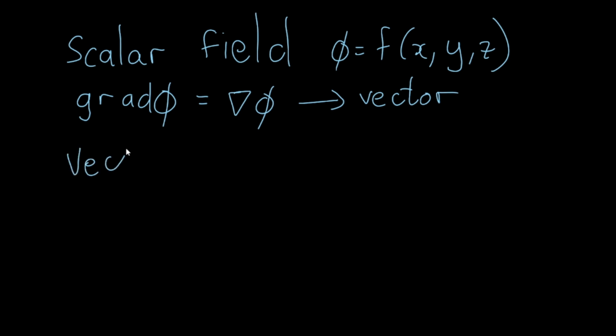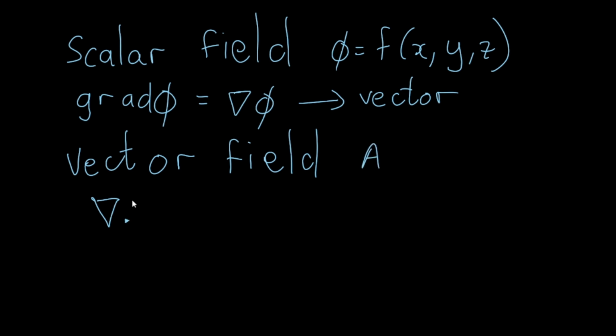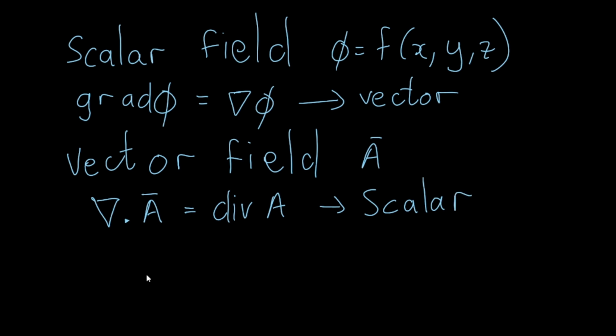So if we have a vector field, we can do two things. We can take the dot product of this vector field, say it's a vector function A. When we take the dot product with a vector function, we get the divergence of A, and this is a scalar. And we can also take the curl. The curl is the cross product. That's the curl of A, and the output is a vector.